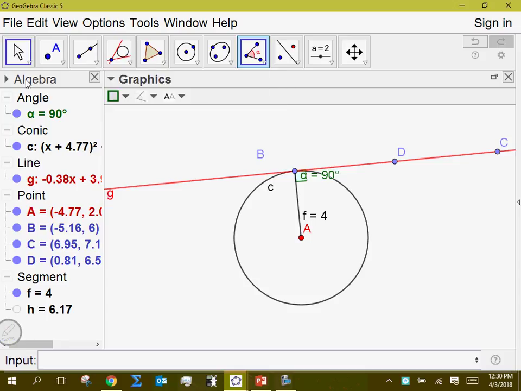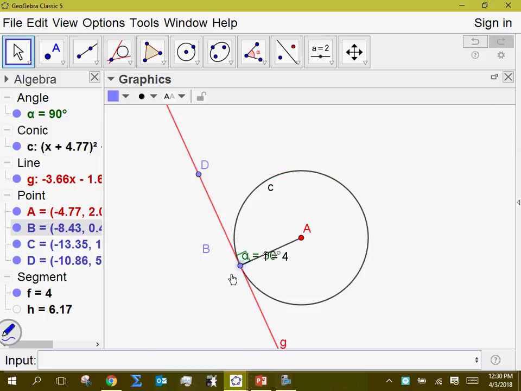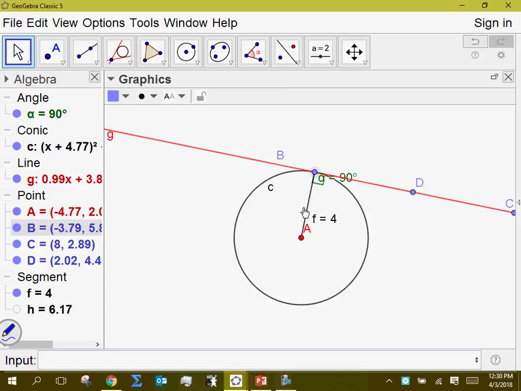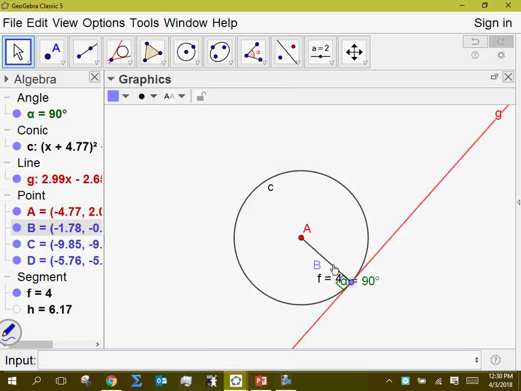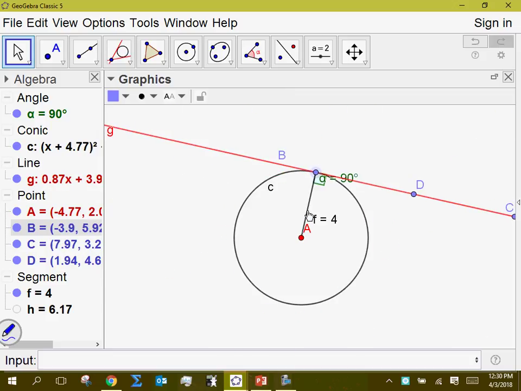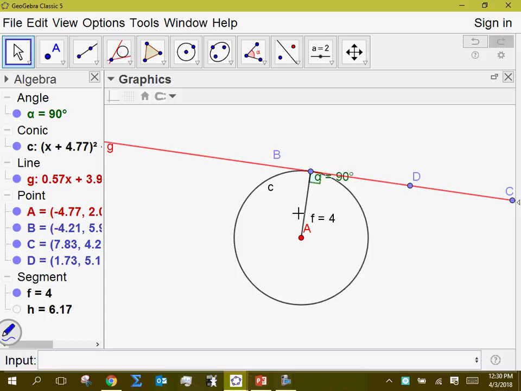But just to prove this to us using GeoGebra, okay? The black segment's our radius, right? The red one is our tangent line, okay? No matter where I move B, is that always a 90-degree angle? Yeah, okay? And that's a huge concept for calculus and a huge concept for physics.